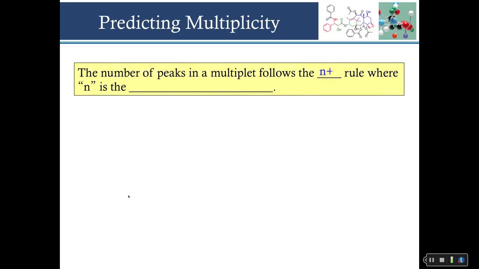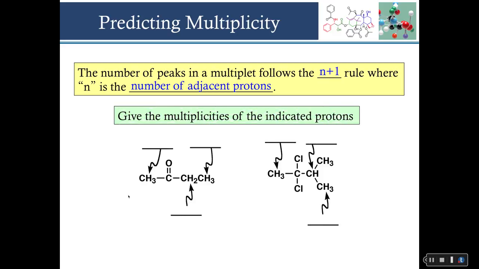So predicting multiplicity, the number of peaks in a multiplet follows the so-called n+1 rule, where n is the number of adjacent protons. We just saw if there are 2 protons, it's split into a triplet. If there are 3 protons, it's split into a quartet. If there are 4 protons, it's split into a quintet. All right, so a little bit of practice now. You can pause the video, take a look and give an idea. Get a drink of coffee and unpause when you're done.